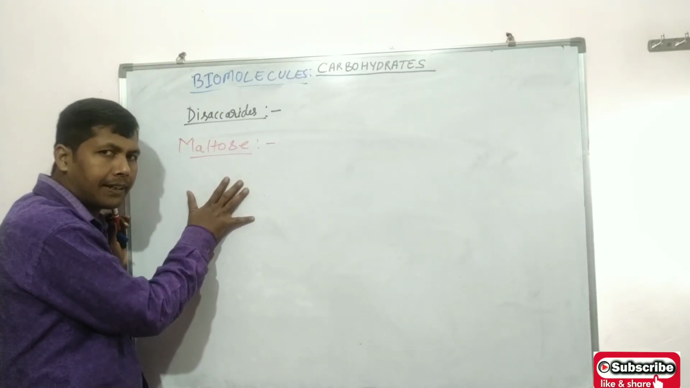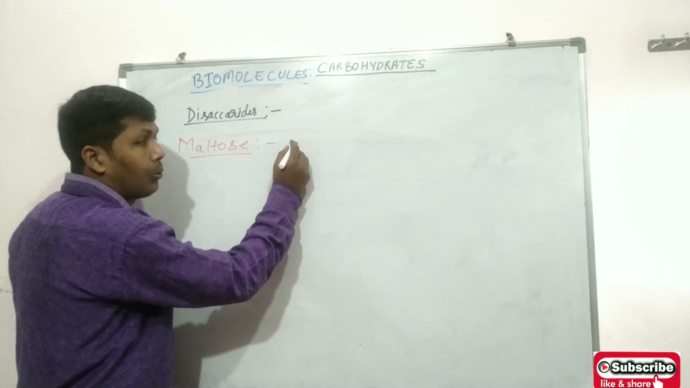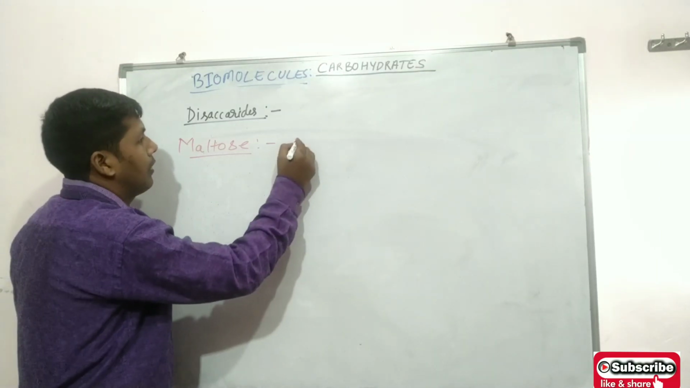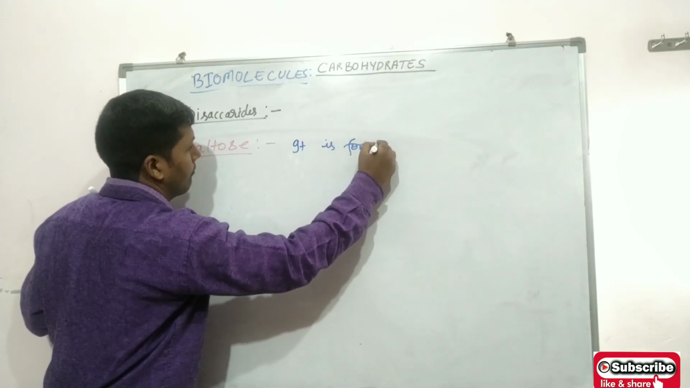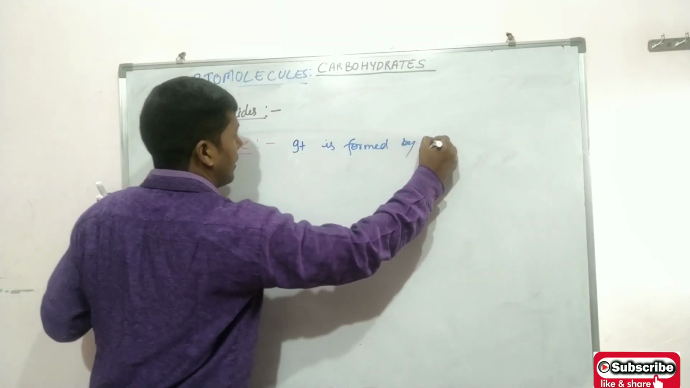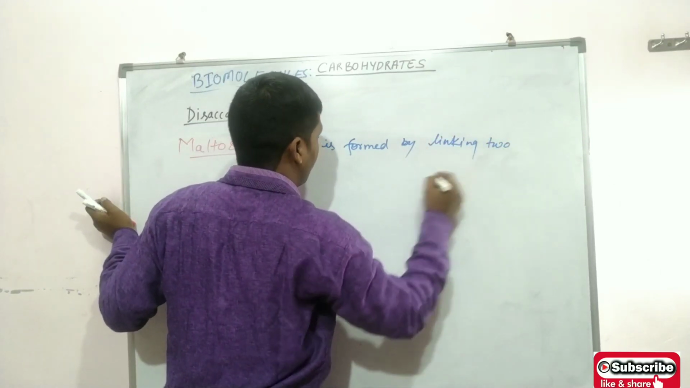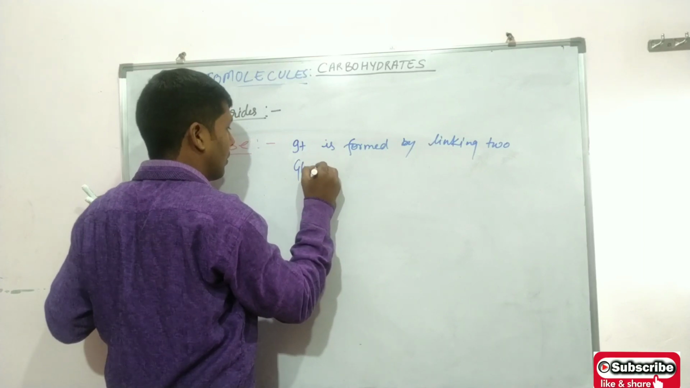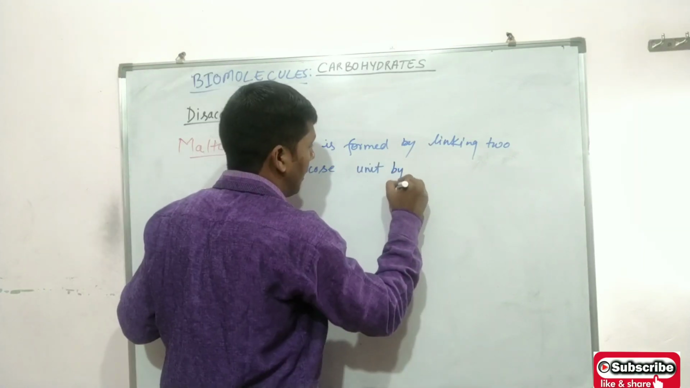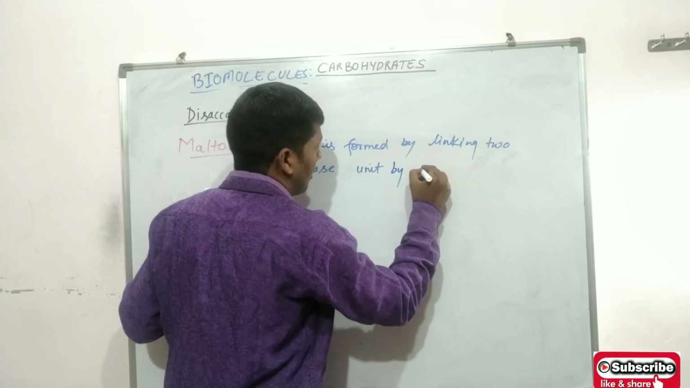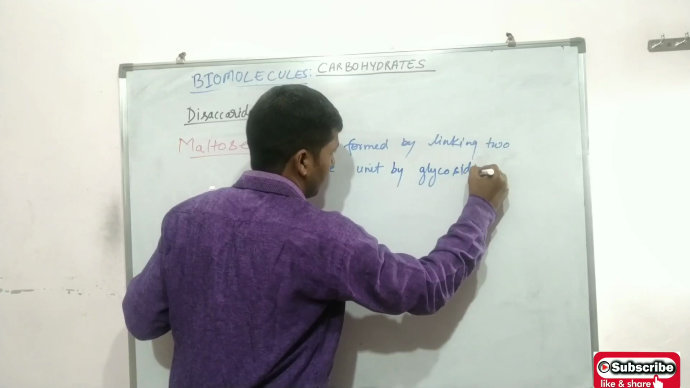Maltose is a disaccharide which is formed by two glucose units. It is formed by linking two glucose units by a glycosidic bond.